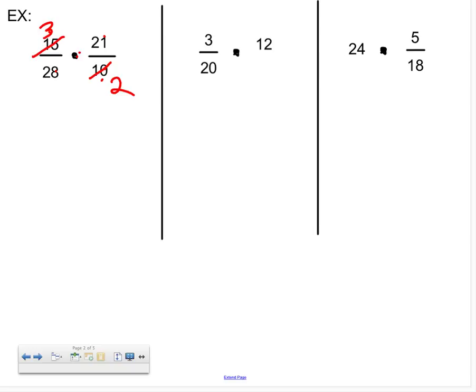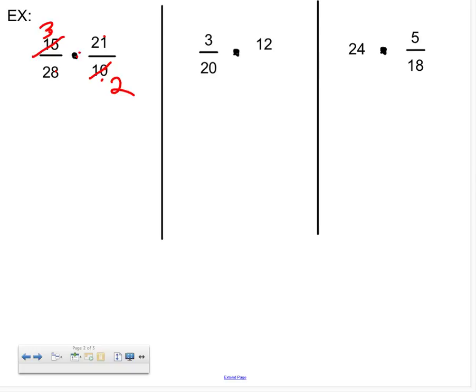All good there. 3 and 2 don't cancel, so I have to leave them set, and now I go to my next set of numbers, 28 and 21. Let's see if those cancel with anything. Well, can't do a 2, because 21 doesn't divide by 2.